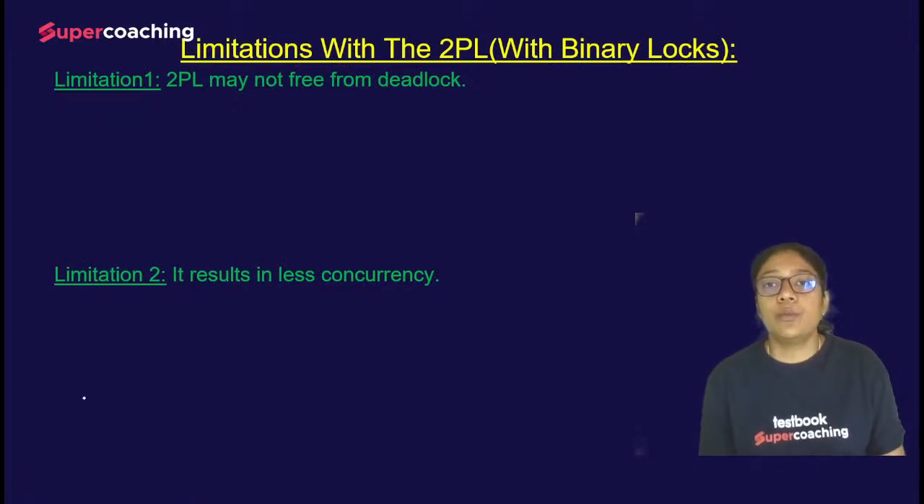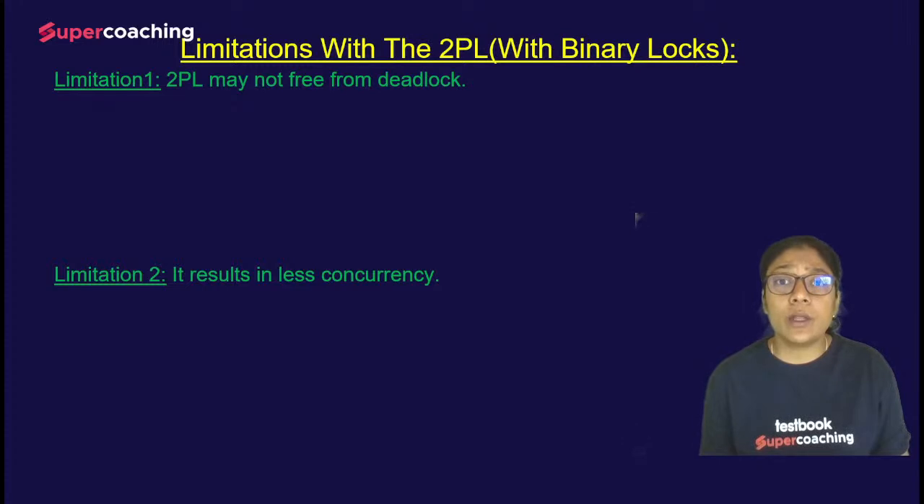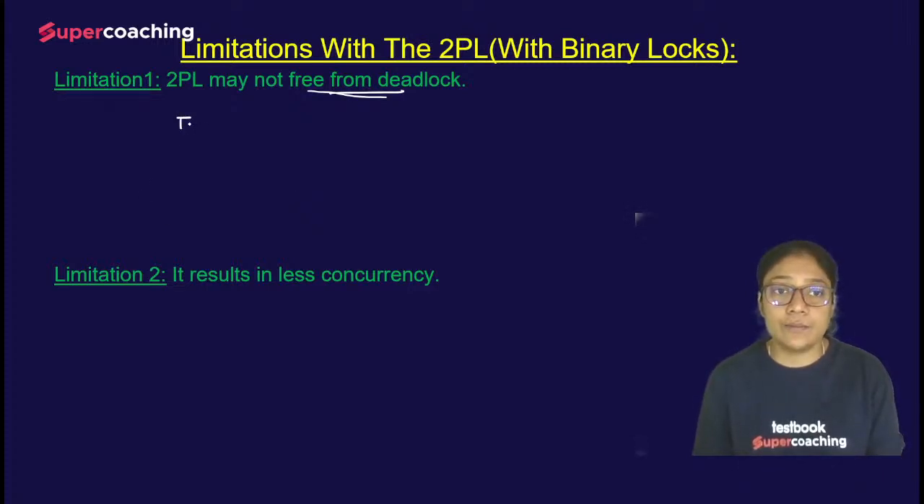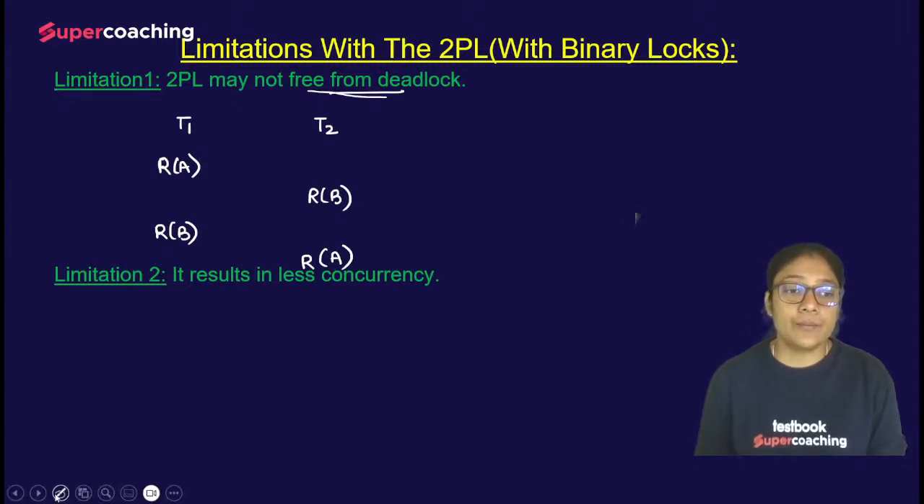So the first problem with 2PL is 2PL with binary locks. Here we have so far been using lock and unlock modes. That means binary locks with 2PL. The limitation of binary locks with 2PL is that it is not free from deadlock. Not free from deadlock means, let us consider the example T1 and T2. T1 wants to perform a read operation on data item A, and T2 wants to perform the read operation on data item B. Then T1 wants to perform the read operation on data item B, and T2 wants to perform the read operation on data item A. Now what will happen?